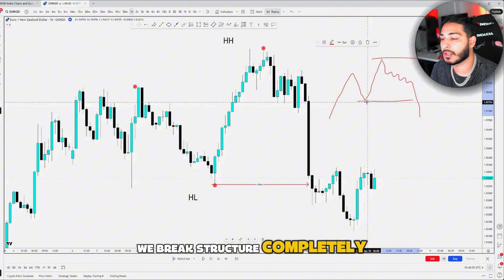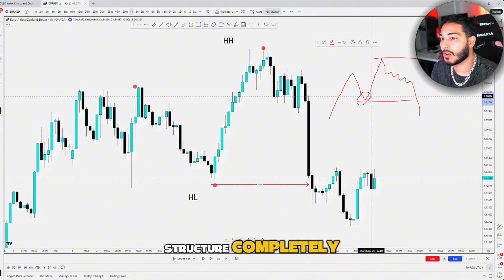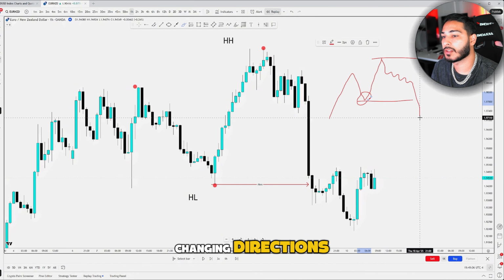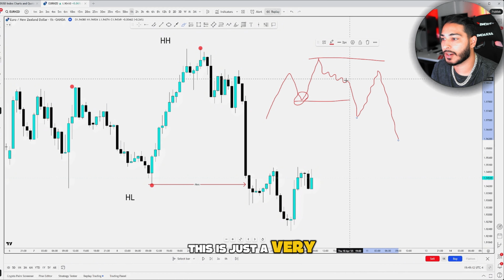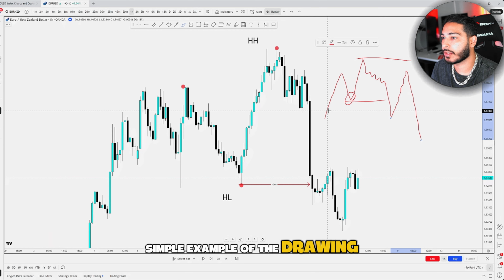break structure completely. Now, when we break this structure completely, what you have to take away from that, very simply put, is that now price is changing directions. More than likely, we should make some type of pullback before we go lower. This is just a very simple example of the drawing, right?